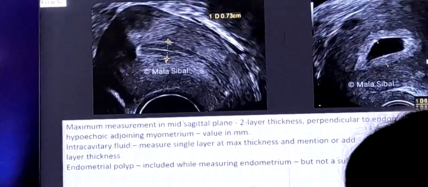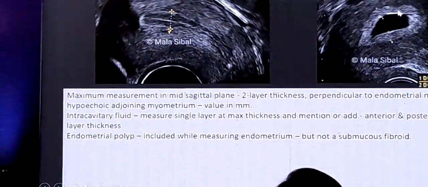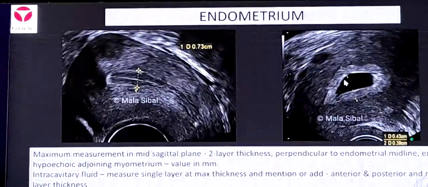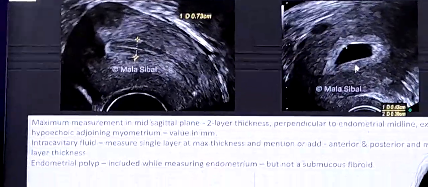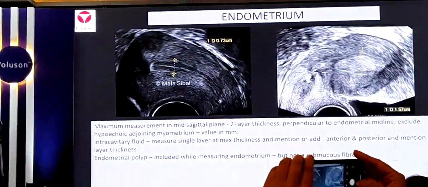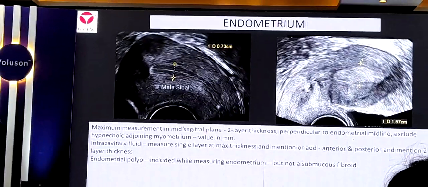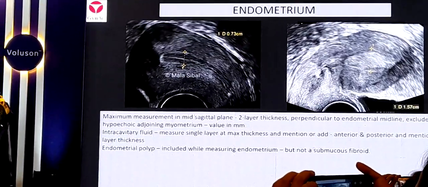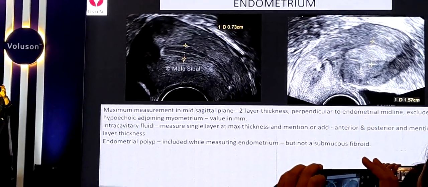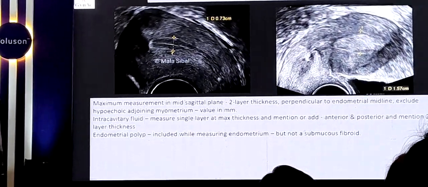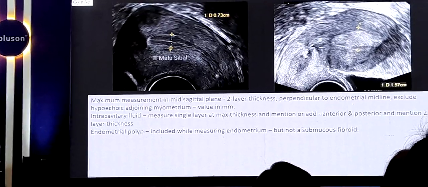If you have intracavitary fluid, you should measure a single layer thickness and say it was a single layer thickness, or you could measure the anterior and posterior and add the two and give a 2-layer thickness. If the patient has an endometrial polyp, the polyp should be included in the endometrial measurement because a polyp is an endometrial pathology. But if you have a submucous fibroid, for example, it should not be included in the measurement because that fibroid is myometrial pathology.